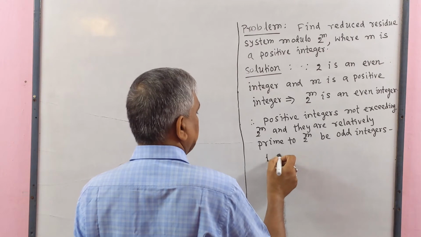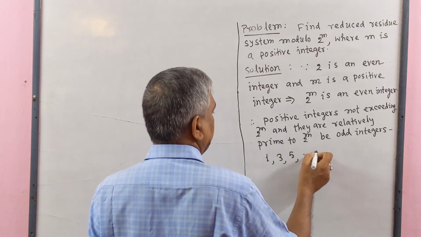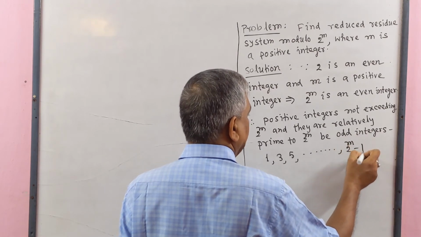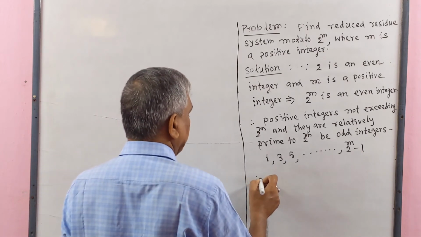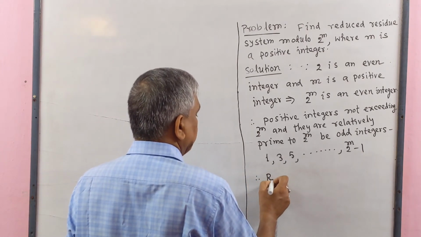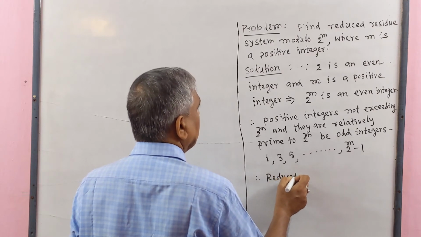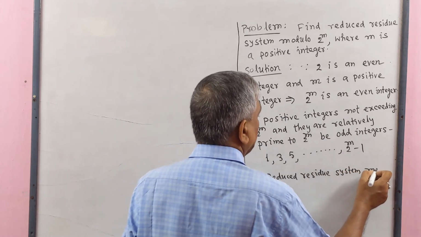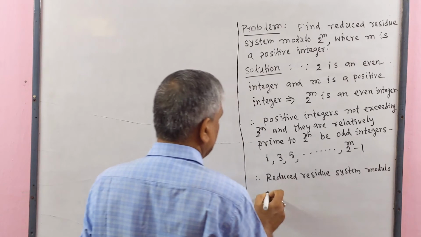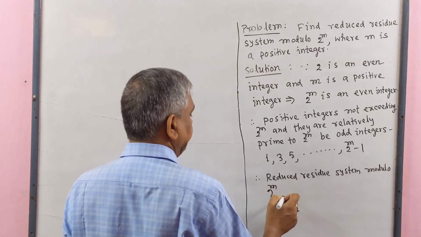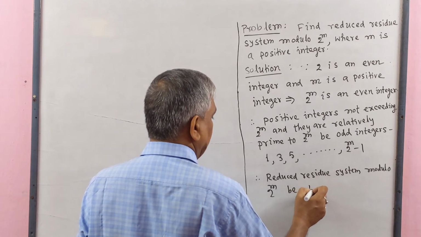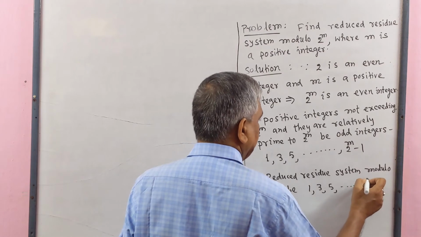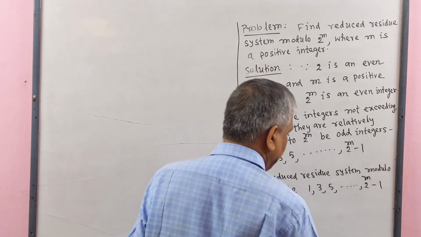1, 3, 5, dot dot dot, 2 to the power m minus 1. Therefore, reduced residue system modulo 2 to the power m be 1, 3, 5, dot dot dot, 2 to the power m minus 1.